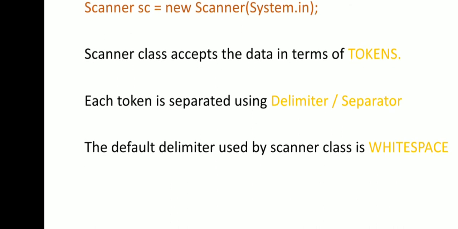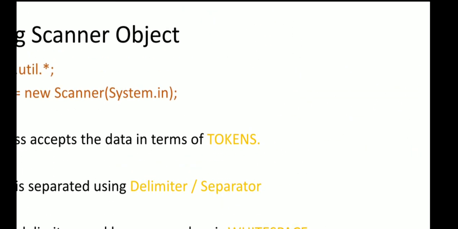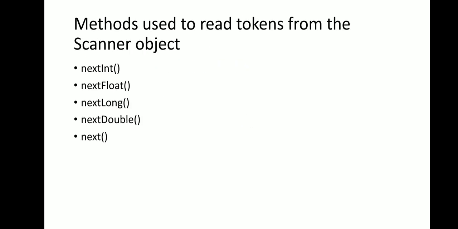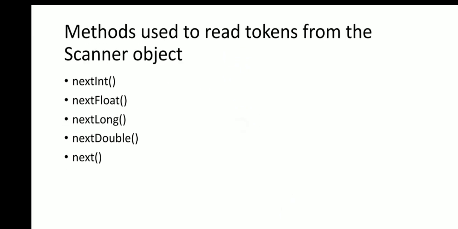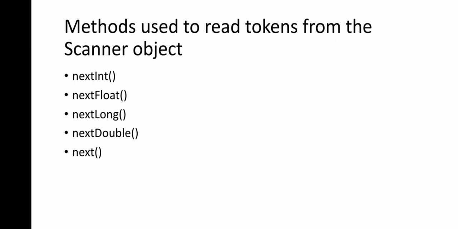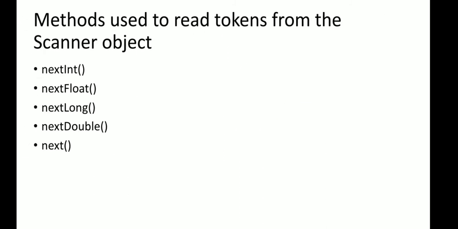As said earlier, the Scanner class accepts the data in terms of tokens, and a token is separated using a delimiter or separator. And you should know one more important thing: the default delimiter used by the Scanner class is white space. Now see, there are methods. You know all these methods already, because by using these methods we get integer input, float input, long input, double input, and string input from the user. So the Scanner object uses these methods to read tokens from the user.